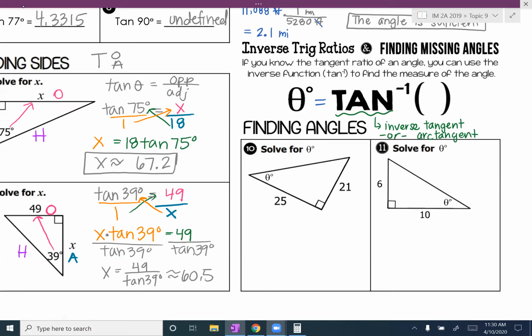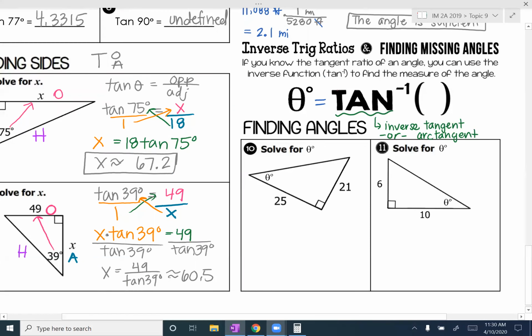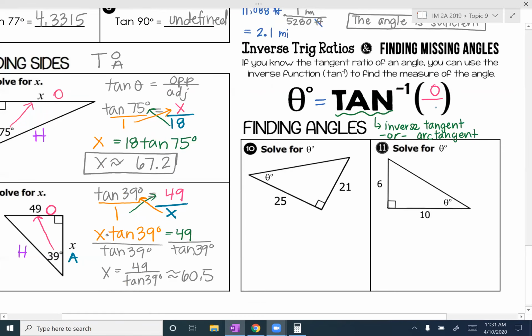And then you use the same ratio, so it's still the OA. So you would use inverse tangent of the opposite side over the adjacent side. So I'm still setting up the triangle in the same way. I'm just using the inverse tangent instead of the regular tangent equation that we were using in the previous problems.